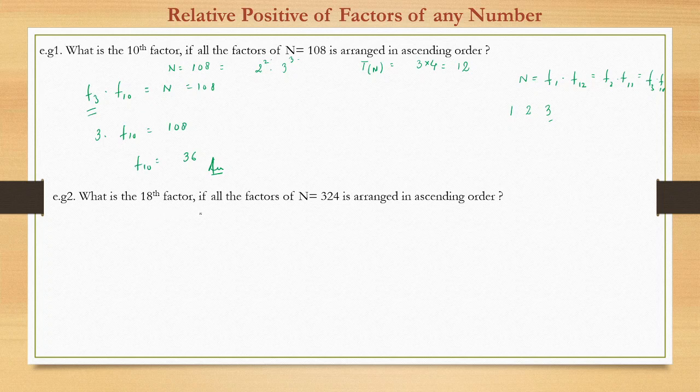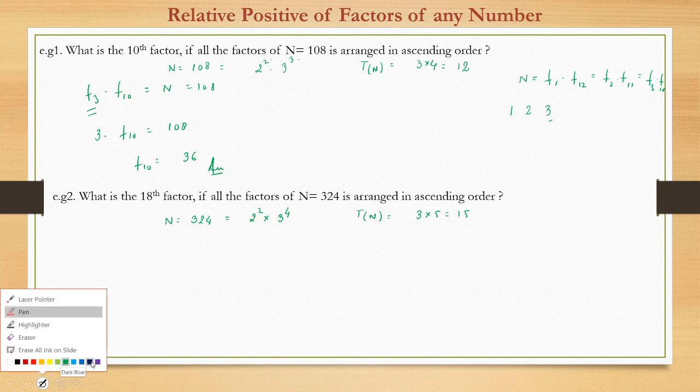Now what is the 18th factor if the factors of the number 324 are arranged in ascending order? So now the question is n is equal to 324. 324 we know is 2 squared into 3 raised to power 4. So the number of factors we can calculate as 2 plus 1 is 3, into 4 plus 1 is 5, which is 15. It was bound to be an odd number because 324 is a perfect square. We know the number of factors of a perfect square is an odd number.